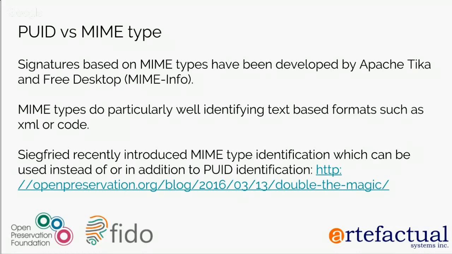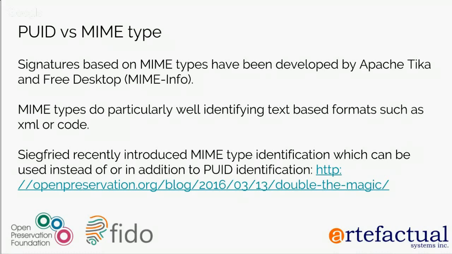But the Apache Tika project and the freedesktop project have developed signature-based identification for MIME types, and they're particularly good at identifying text-based formats such as XML or code, which PRONOM, and therefore tools that interpret PRONOM like Fido, kind of fall down on. Siegfried is another format identification tool, if you're not familiar with it, and Siegfried has been primarily an interpretation of PRONOM as well, just like Fido is.